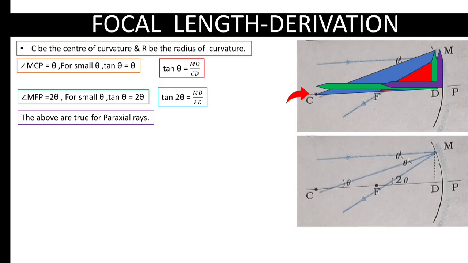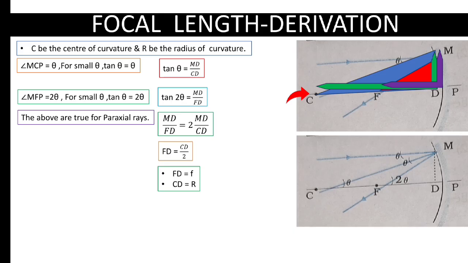So with this information, if we move forward, MD by FD, this is the small triangle, equals 2 into MD by CD. From this we can take FD equals MD cancelled, and CD by 2 remains. But what is FD? FD is small f and CD is capital R, that is the radius of curvature.